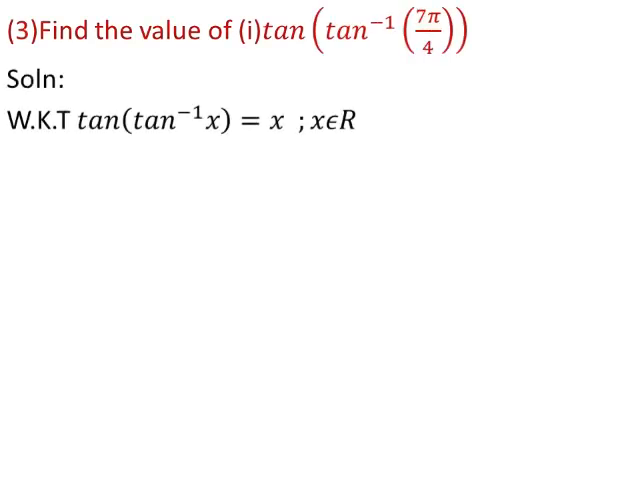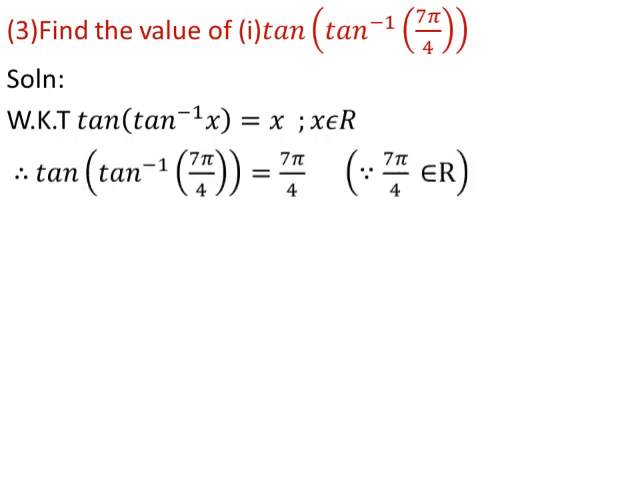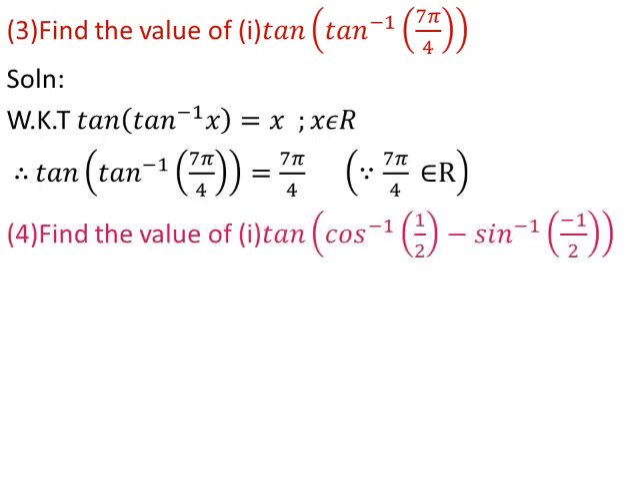Now we can see the next sum. Find the value of first subdivision, tan inverse 7 pi by 4. Solution. We know that tan of tan inverse x is equal to x, where x is a real number. Therefore, tan of tan inverse of 7 pi by 4 is equal to 7 pi by 4, because 7 pi by 4 is a real number.